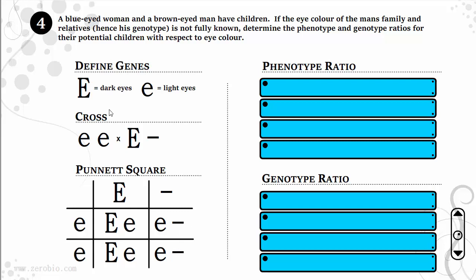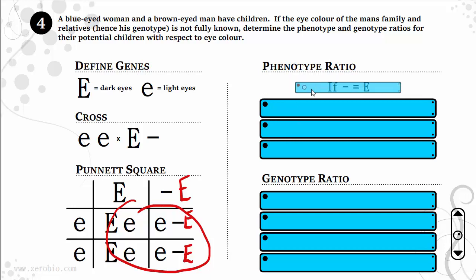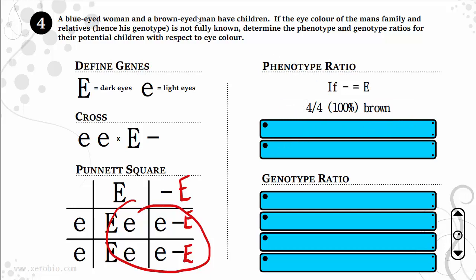So when we look at the phenotype ratio, keep in mind that this dash could be a big E, right? And that would have made him big E, big E, homozygous for dark eyes. If this dash is a big E, then this becomes a big E, this becomes a big E, and now all of these have the capital E, the dominant E gene, and therefore all of the individuals are going to be with dark eyes. So to do the phenotype ratio, we have to consider this. We say if the dash is big E, then what will happen? Then we're going to get 4/4 or 100% with dark eyes, or brown eyes in this case, because we're wondering if they have brown eyes, like the man.